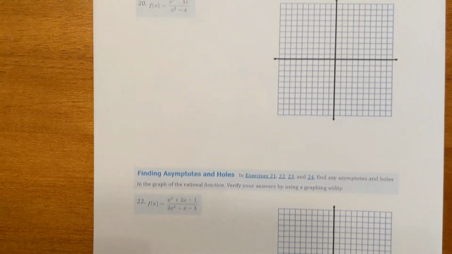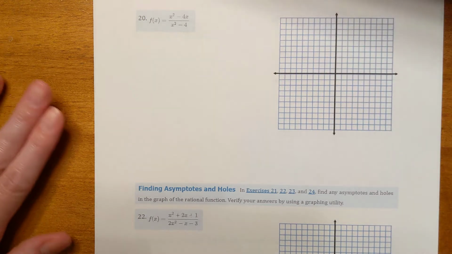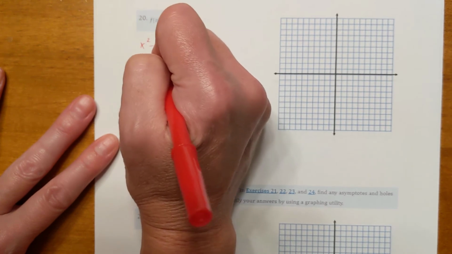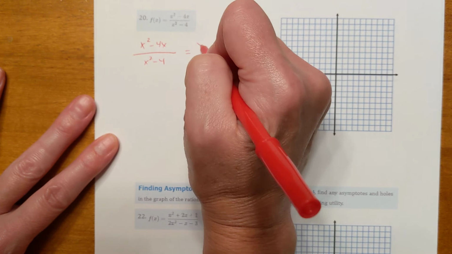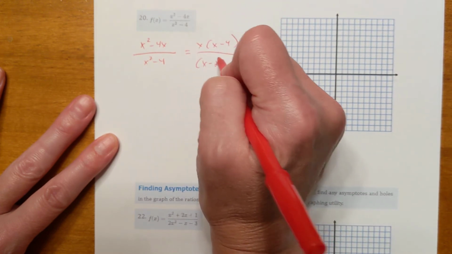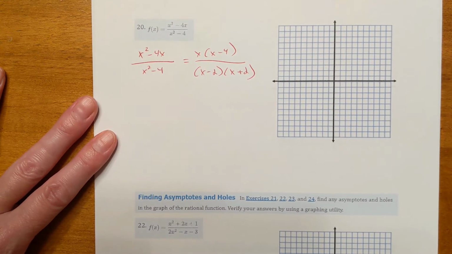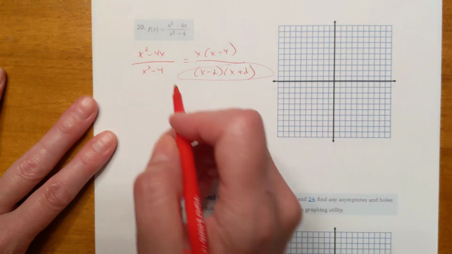Next one. It says x squared minus 4x over x squared minus 4. The best idea to do on these is always to factor it first. So you can factor an x out of the top, and on the bottom, that factors into x minus 2 times x plus 2. All right, so again, the denominator here tells you where your vertical asymptotes are.